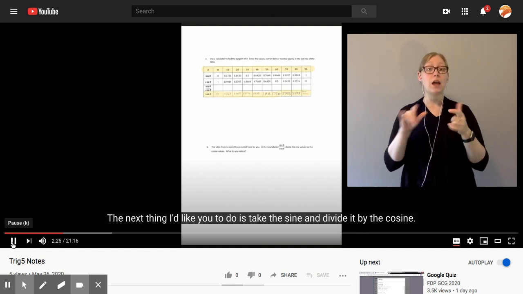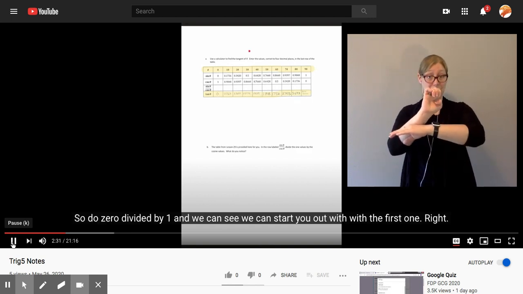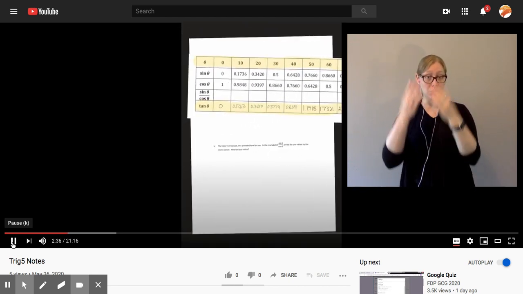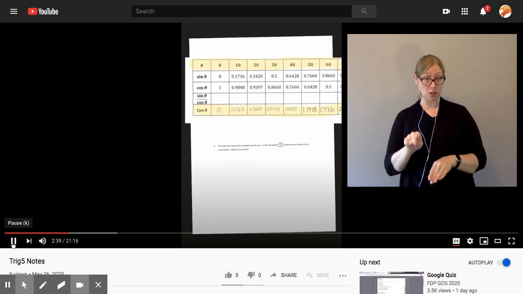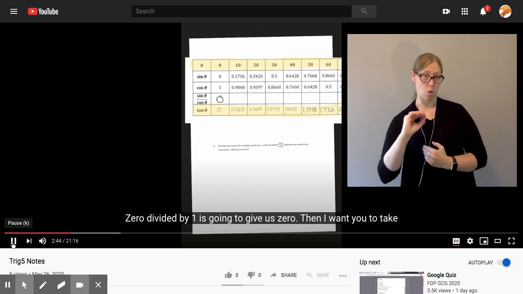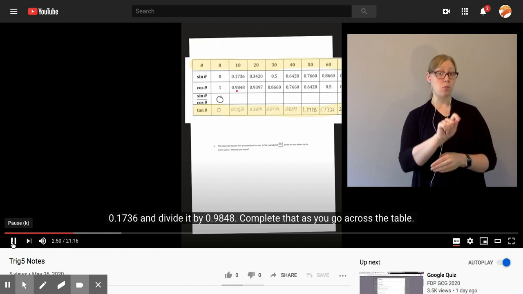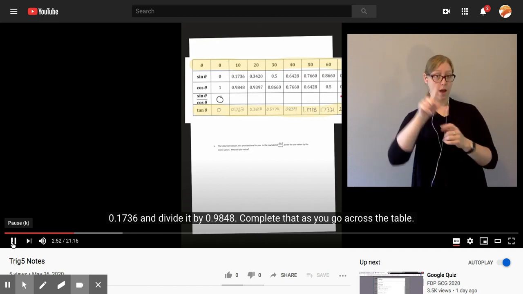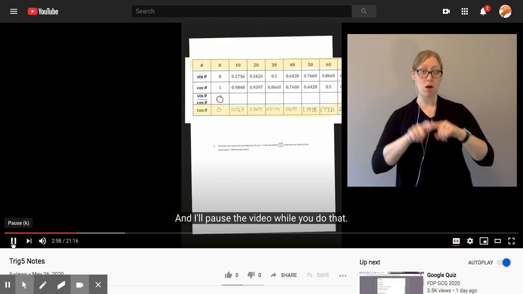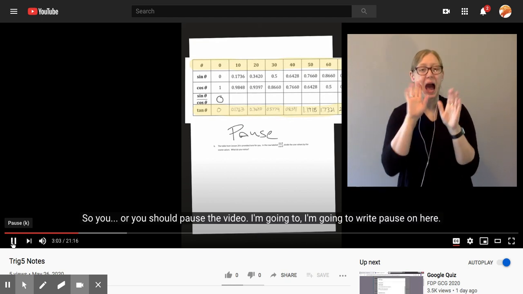The next thing I'd like you to do is take the sine and divide it by the cosine. So do 0 divided by 1, and we can start you out with the first one. 0 divided by 1 is going to give us 0. And then I want you to take 0.1736 and divide it by 0.9848. Complete that as you go across the table. I'll pause the video while you do that. So you should pause the video. I'm going to write pause on here.